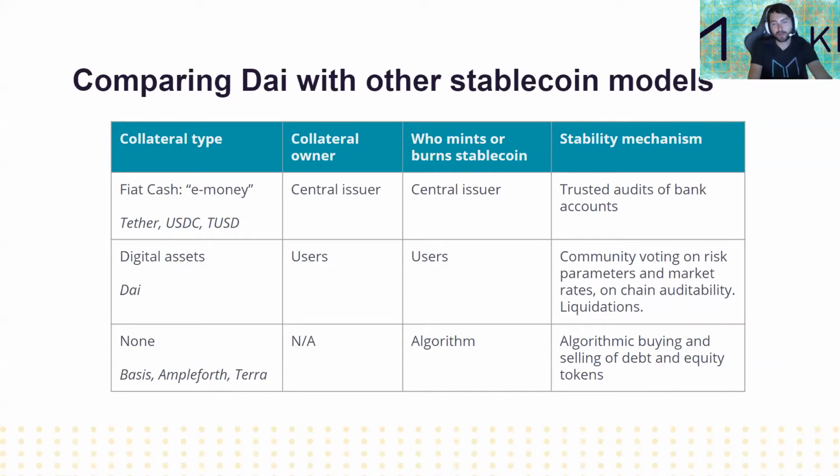We also see the algorithmic stablecoins that do this quite differently, which is Basis, Ampleforth, and Terra. The mechanisms there are seen as quite experimental, and it requires quite a deep understanding of the systems to actually see what this actually means. And so far, none of them has really gained significant traction.